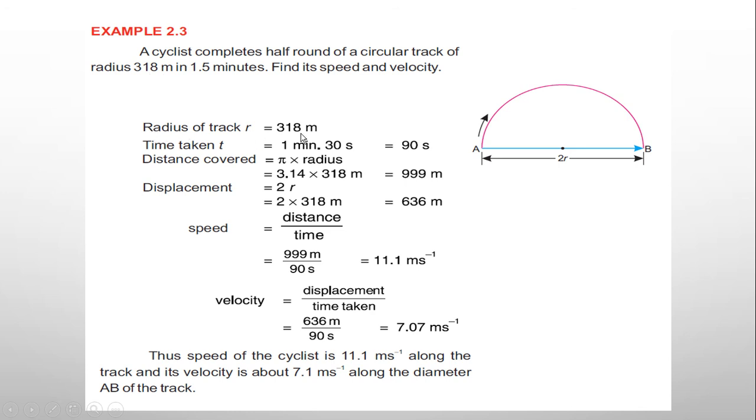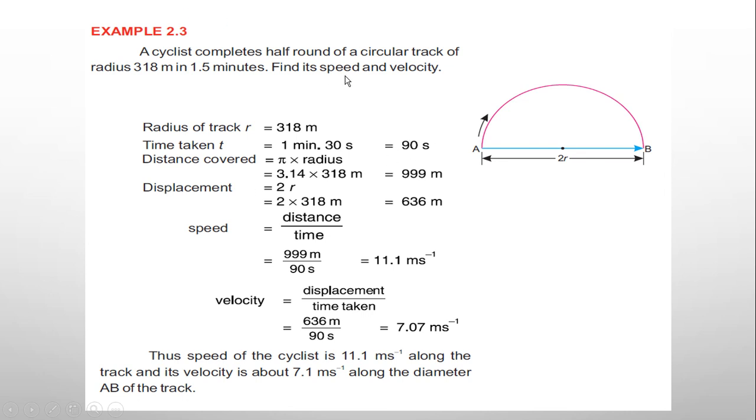Radius of circular track is 318 meter and time taken is 1 minute and 30 seconds, meaning 1 minute and a half minute. So by converting 1 minute into seconds, you will get 60 seconds, and you will add these 60 seconds to these 30 seconds. You will get the total time in SI unit as 90 seconds.